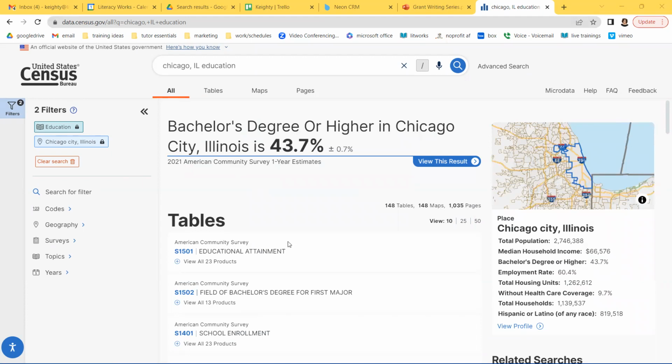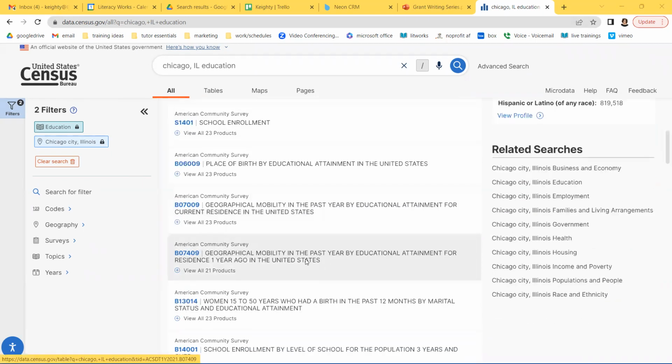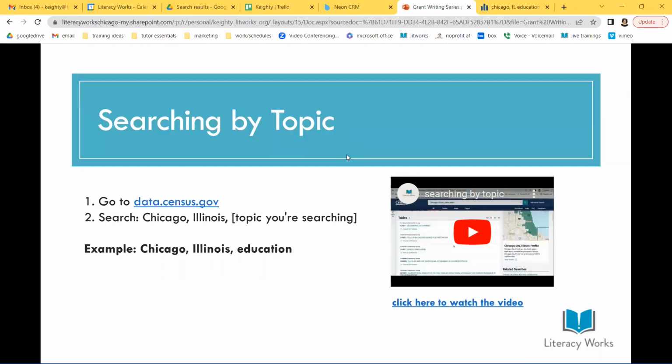Now we have all these tables we can look at. We can look at birthplace by education, geographical mobility in the past year by educational attainment. You can look at everything. It's all crisscrossed into different tables. And that's if we're searching by topic.